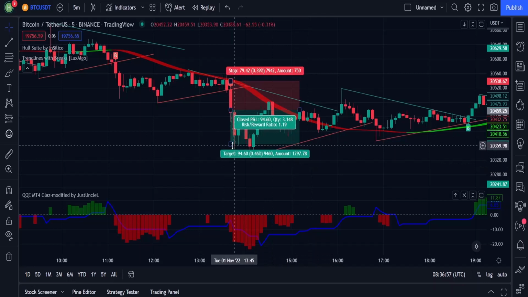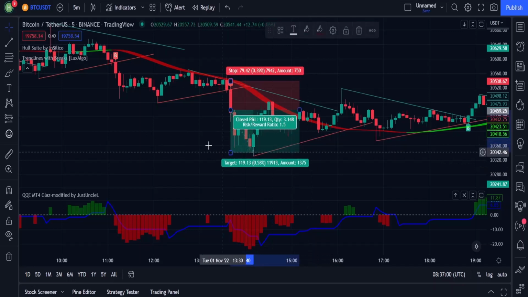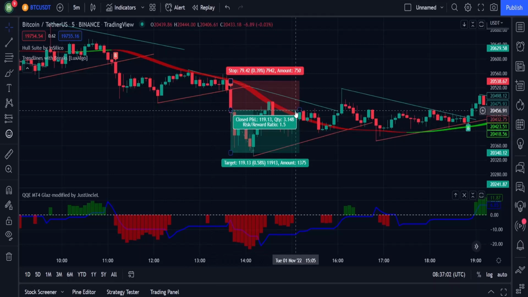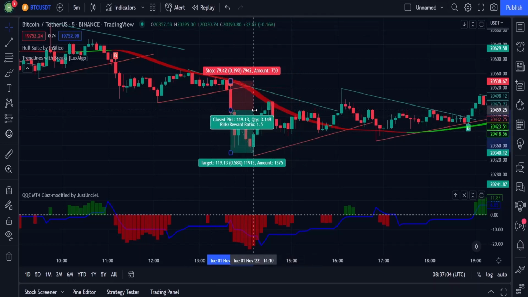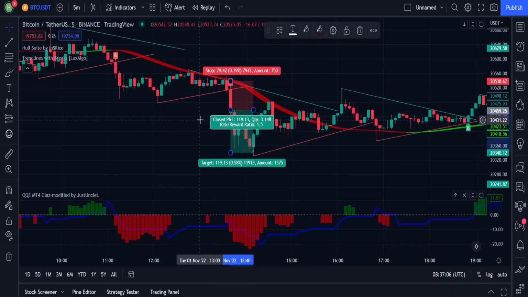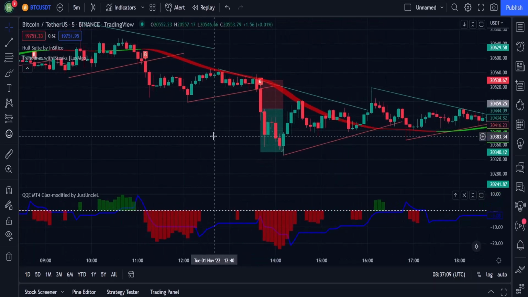But for beginners, I would recommend using a 1.5 times take profit ratio. I'll also set my take profit at 1.5 times the risk for explanation purposes, and you can see this would have been a successful trade.